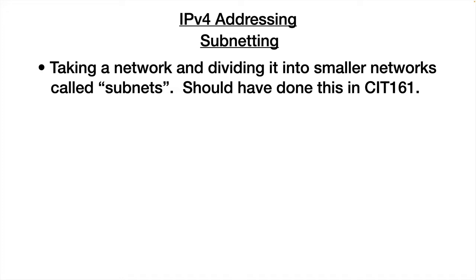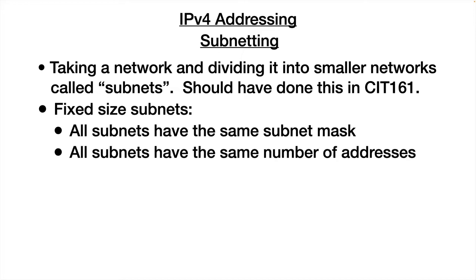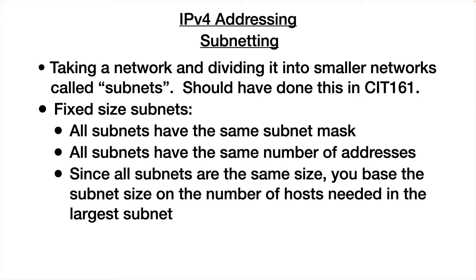When we subnet, there's two different ways we can do it. The first and easiest way is what's called fixed size subnets. Basically this means all networks have the same subnet mask, and that being the case, they have the same number of addresses in each subnet. When you're subnetting, the first thing you do is find the subnet that has the largest number of devices in it, and you do the subnetting based on that largest network.